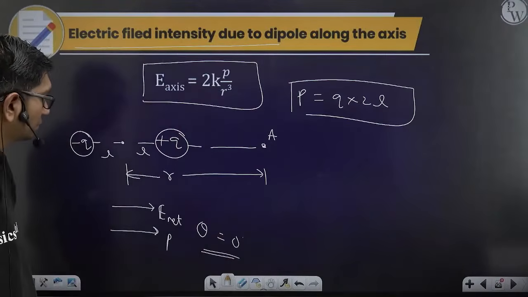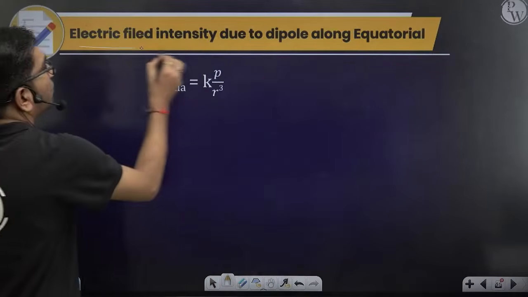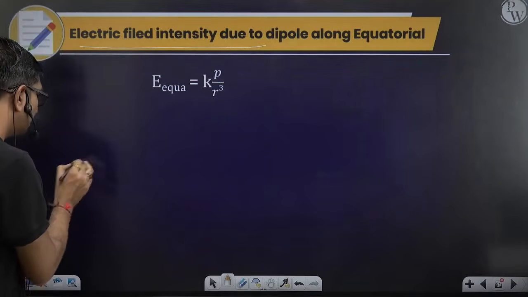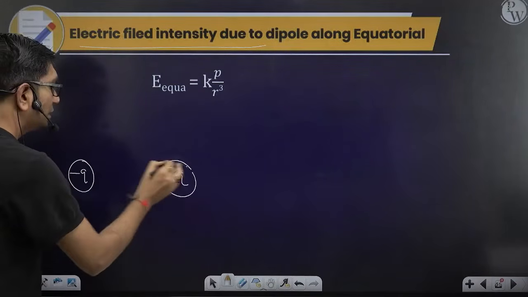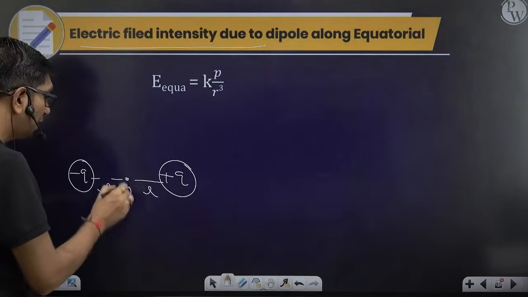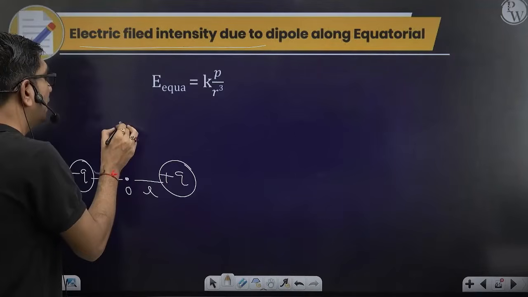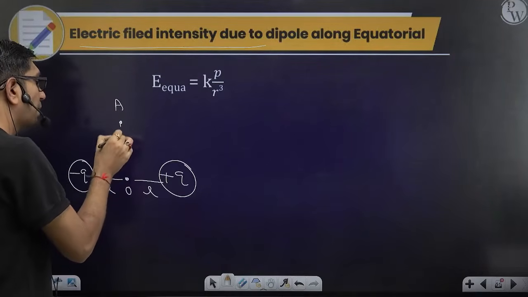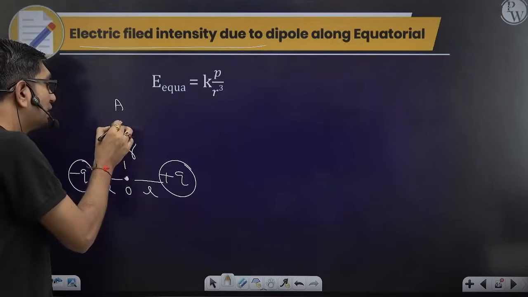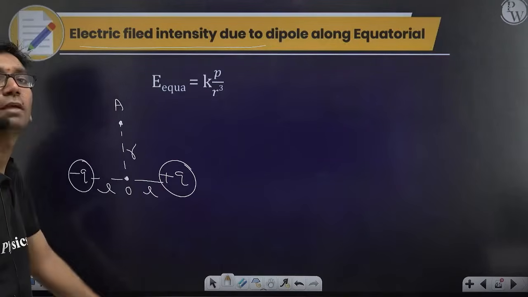Okay. Chal. Next, electric field intensity due to dipole along equatorial. Equatorial is nothing but like this. Positive, negative charge, positive charge. This is the origin. This is the length L, and this is the length L. Okay. R distance is always taken from O only. Okay. Equatorial is nothing but this one. Okay. R is always taken from the origin here. Okay. So at this point, you have to calculate the electric field intensity due to this dipole.